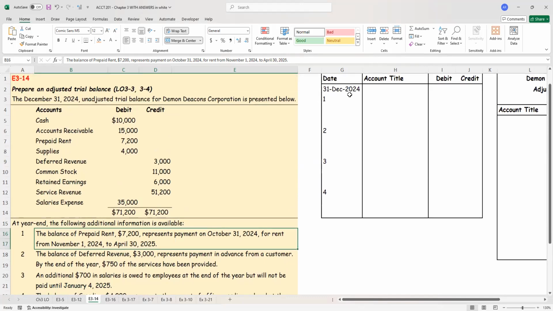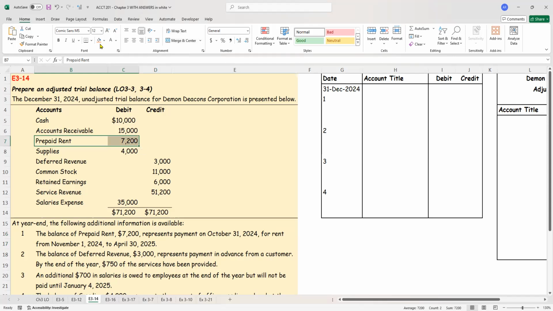We are doing our adjusting entry on December 31st. So November 1st through December 31st, we have 2 months. So 2 out of the 6 months, or a third of this rent, has been used up. Prepaid rent, I'm going to highlight this because we will need to adjust this account in the adjusted trial balance later on. Our journal entry right now is going to be, this is the adjusting entry, rent expense debit and prepaid rent credit.